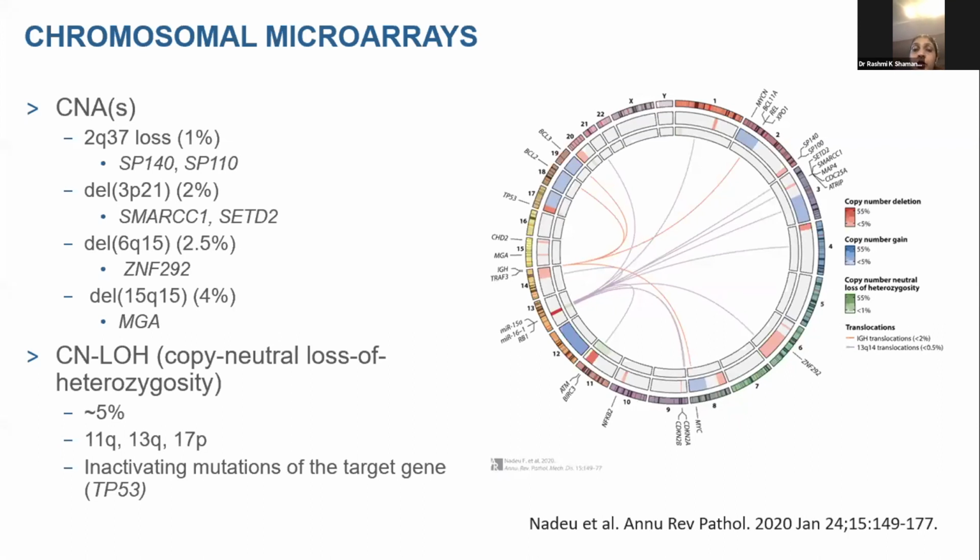And for copy neutral loss of heterozygosity, chromosomal microarray is pretty much the only technique that can pick up the CNLOH. Not even NGS at this time can pick up these abnormalities. These are present in about 5% of cases and often involve 11q, 13q, and 17p. The presence of copy neutral loss of heterozygosity hints that there might be biallelic inactivating mutations of the evaluated region, often TP53.